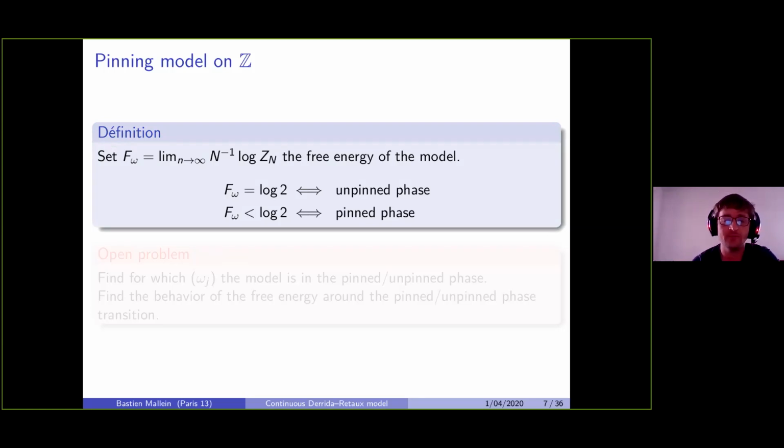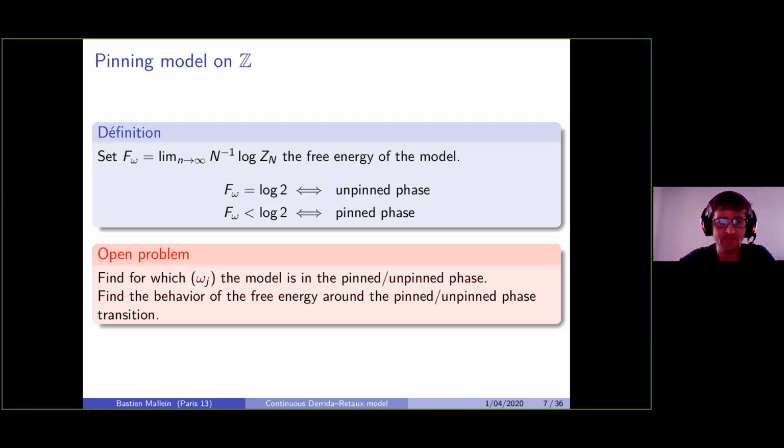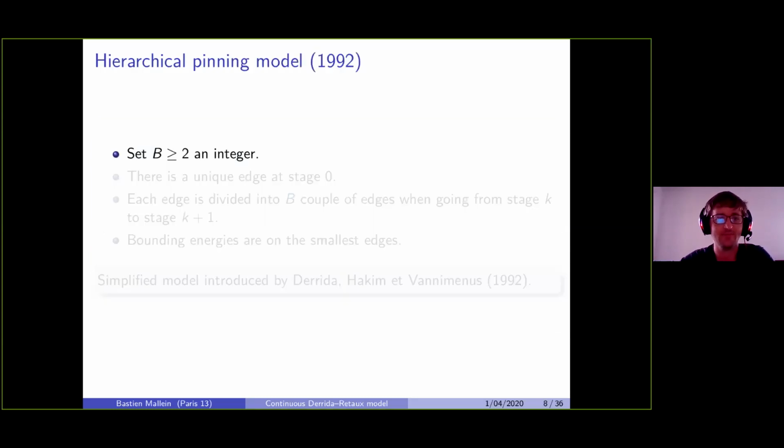So you expect the path to look like a random walk, more or less, that has very few interactions with the boundary. Whereas if F(omega) is strictly smaller than log 2, then you expect that it only explores a very small portion of the whole space, and it has to be very closely connected to the boundary. The open problem here is to find for which random variables omega the model is in the pinned or unpinned phase, and to find the behavior of the free energy around that phase transition. This problem is quite complicated.